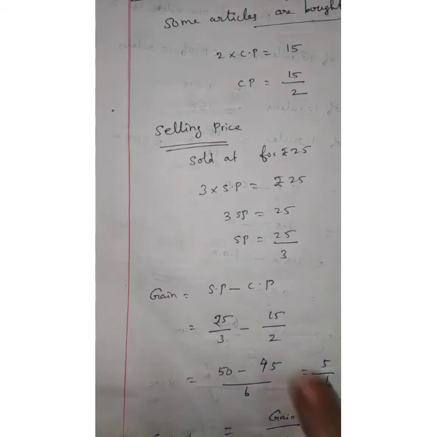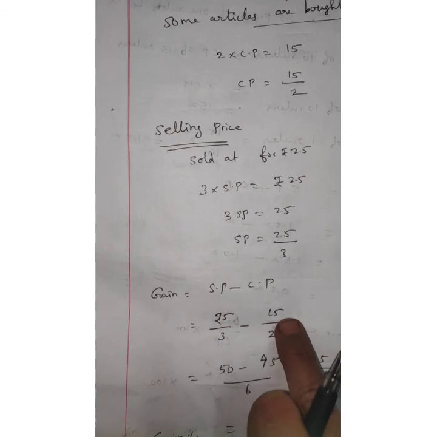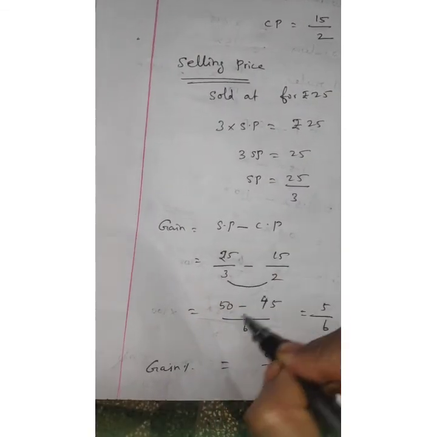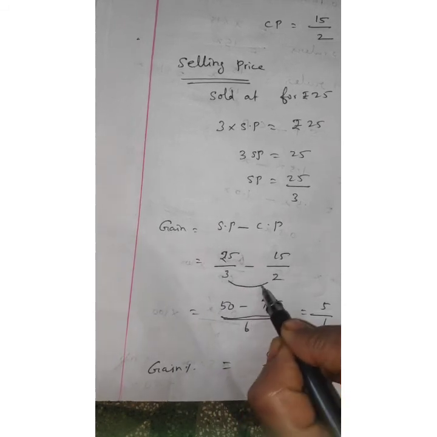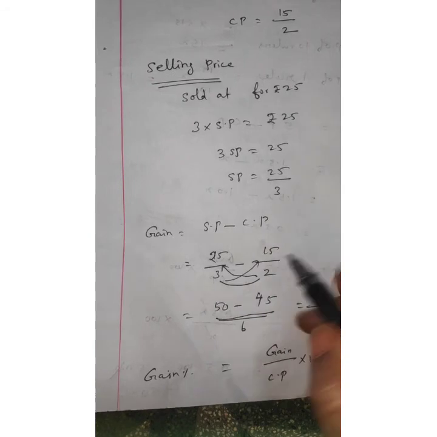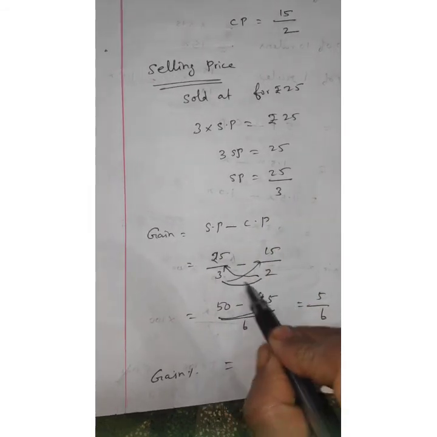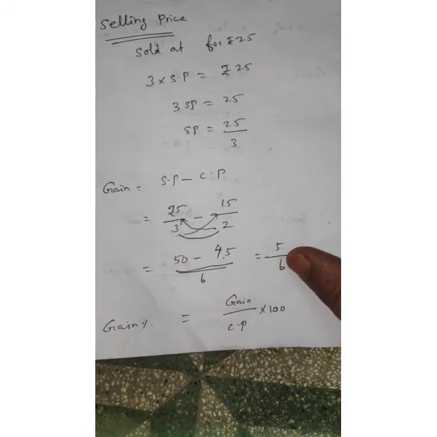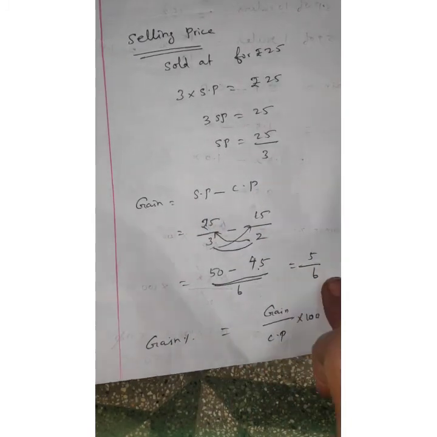SP value equals 25 by 3 minus 15 by 2. The denominators are different, so do cross multiplication. First multiply the numbers: 3 2s are 6. 25 into 2, 3 into 15. 25 2s are 50 minus 3 15s are 45. Subtract and write, that gives 5 by 6. Now the gain value is 5 by 6.